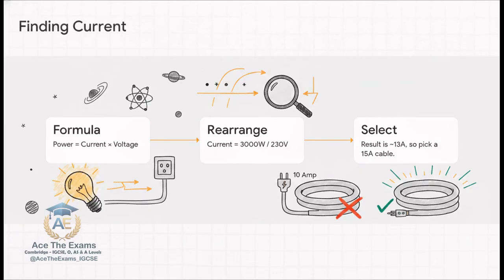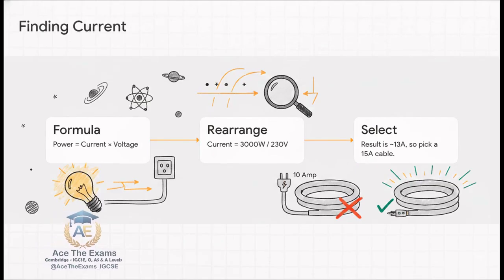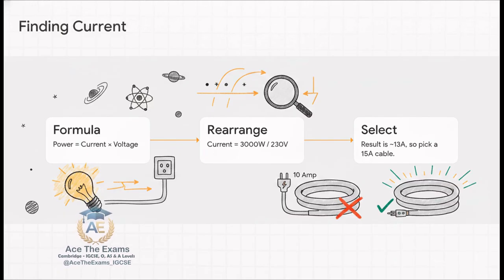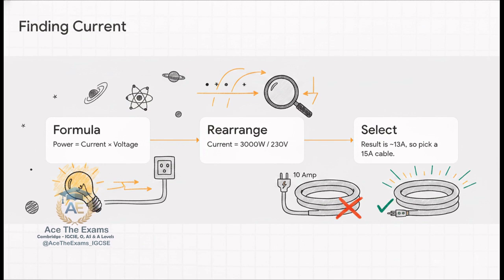What do you think? Here's how we easily resolve this. Step 1. Just recall your power formula. Power equals current multiplied by voltage. Step 2, we simply rearrange that to solve for the current we need. So, current equals our 3,000 watts divided by our 230 volts. The result? It comes out to roughly 13 amps.